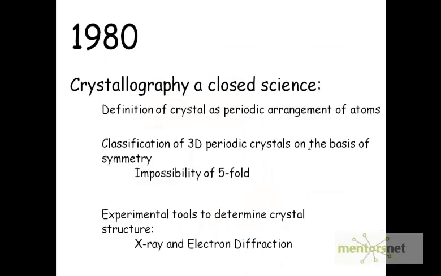So in 1980, crystallography was a well-established closed science. The definition of a crystal as a periodic arrangement of atoms was well established. Symmetry theory was used to classify the crystals on the basis of symmetry, and important theorems like the impossibility of 5-fold symmetry were proved, and experimental tools to determine the crystal structure were now well established. Crystallographers had not only X-ray but also electron diffraction.